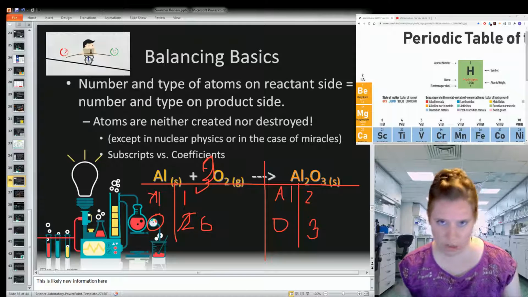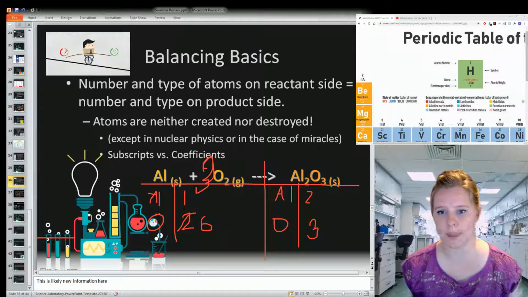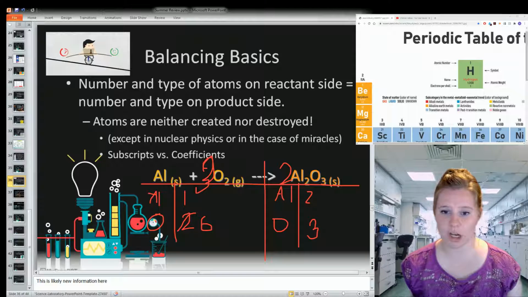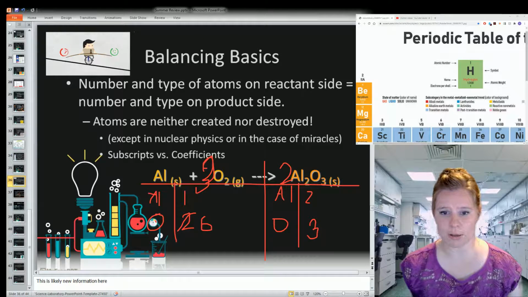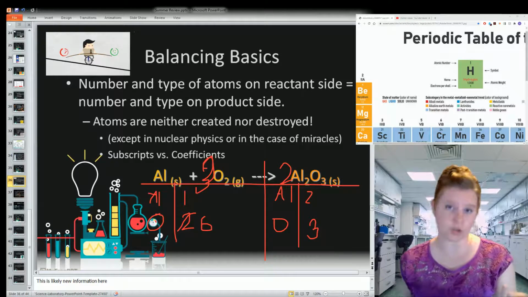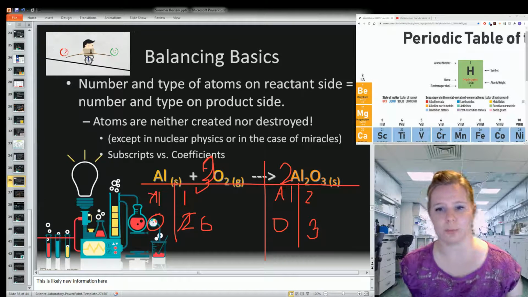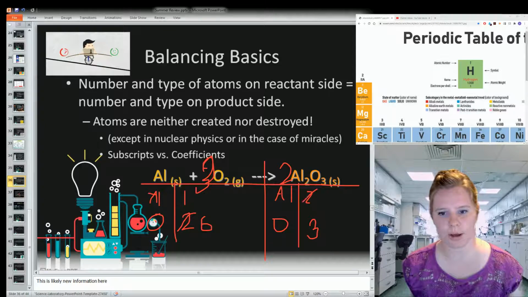As soon as you change a coefficient, immediately change it at the bottom. And now I have 6 here. How do I get 6 here? Well, I'm going to need 3 times 2 is equal to 6. So put a 2 there, and that changes both of these because they're both together in one thing. So I changed it to change oxygen, but that also is going to change aluminum. So for aluminum, 2 times 2, I now have 4.